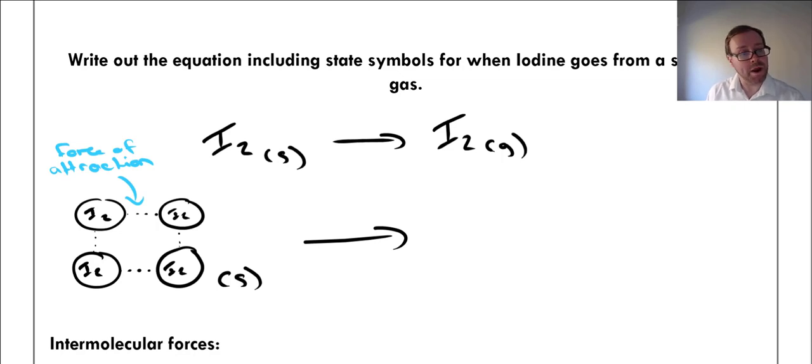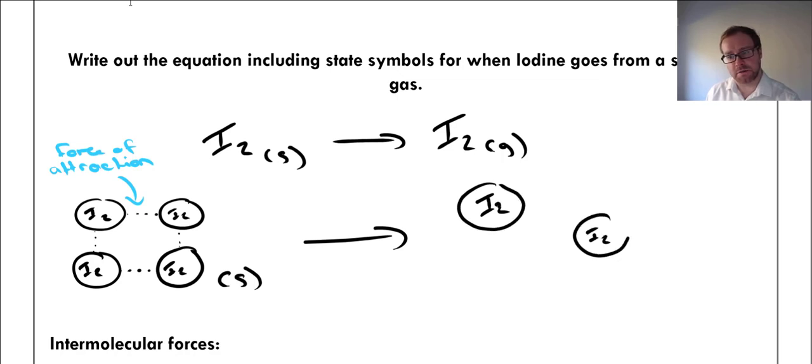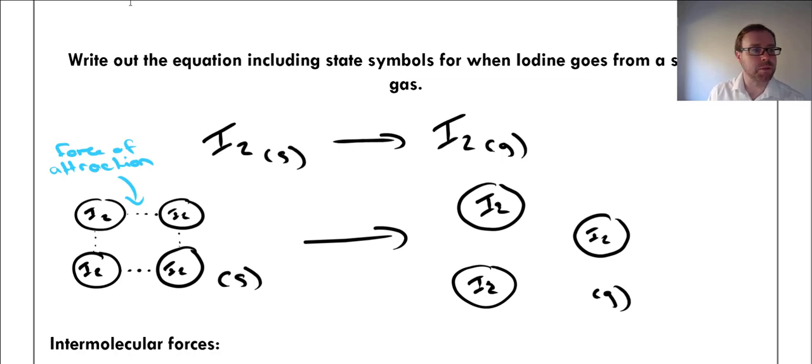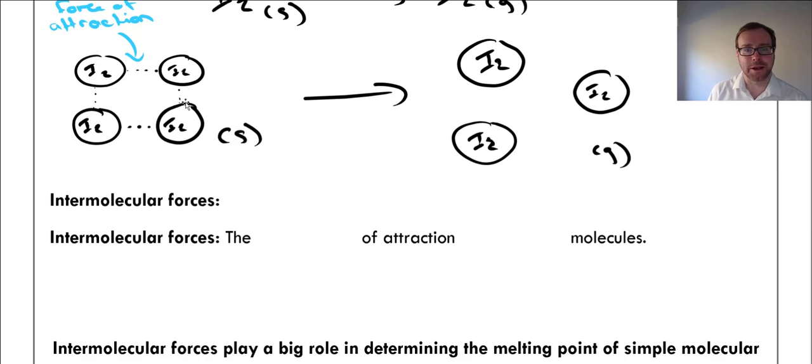Okay, so when I heat this, what happens to this force of attraction? Well, as we get more heat, these iodine molecules start to vibrate more, they overcome this force of attraction, and they end up as iodine gas, where they're just floating around randomly. Okay, so all we have done when we're going from a solid to a gas is to break these intermolecular forces of attraction.